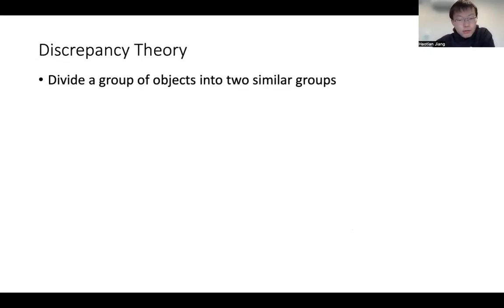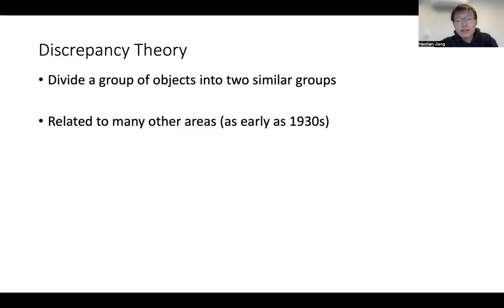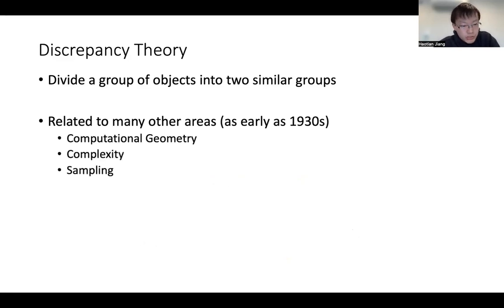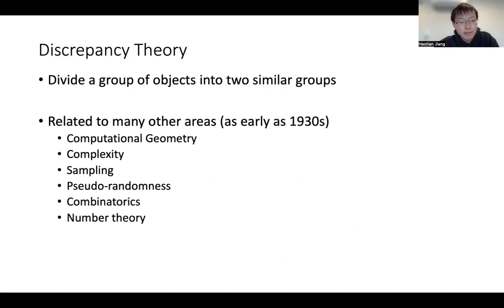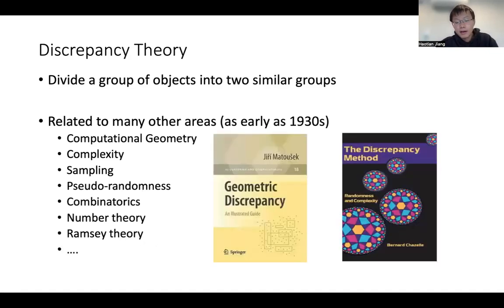Okay. So more generally, discrepancy studies how to divide a group of objects into two similar groups. In the previous example, it's dividing vectors. And this is related to many other areas, studied as early as the 1930s. It's related to computational geometry, complexity, sampling, and many other areas. These are two very nice standard textbooks on this topic.